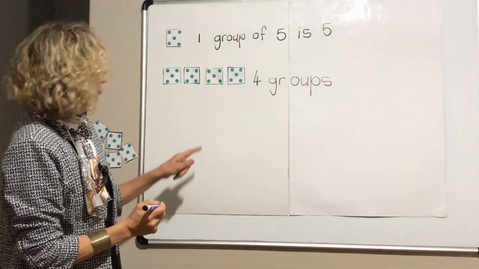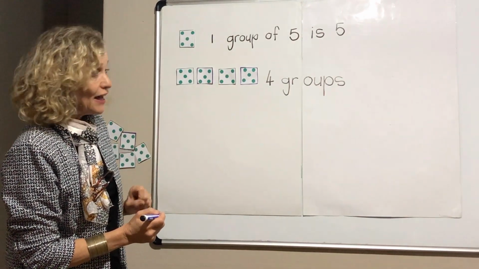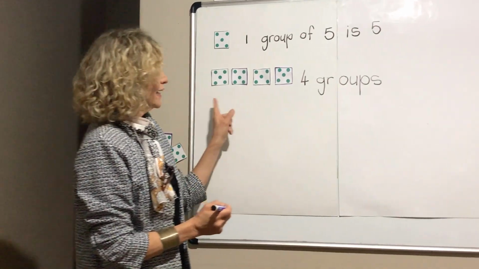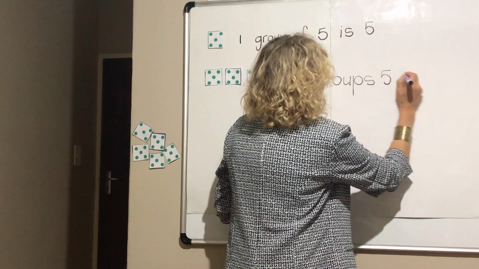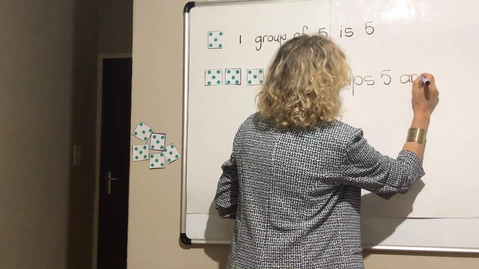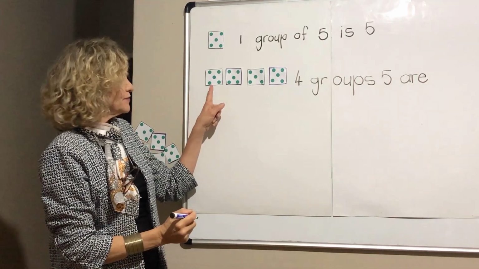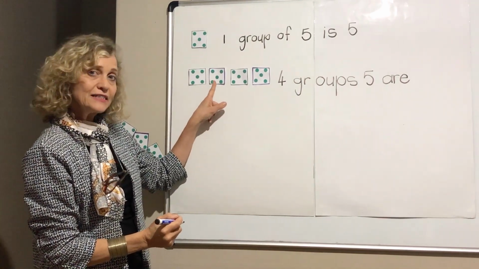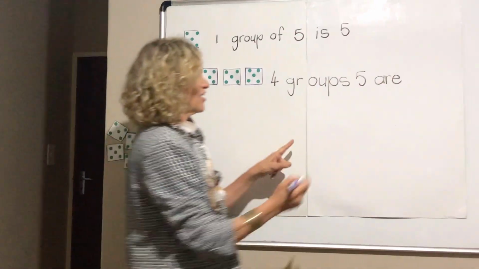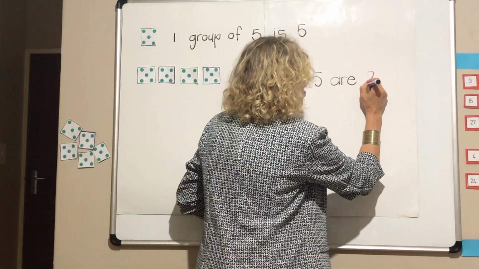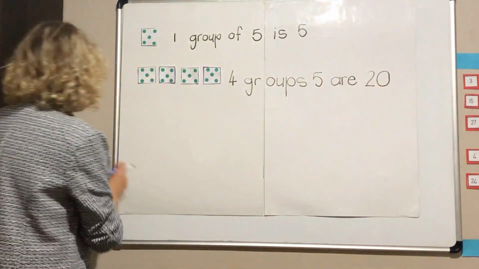Groups of 1, 2, 3, 4, 5. Each group contains 5. Do you know the answer? Let's count in 5s. 5, 10, 15, 20. So the answer is 20. That's correct. Okay, let's try another one.